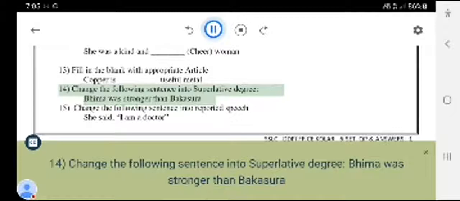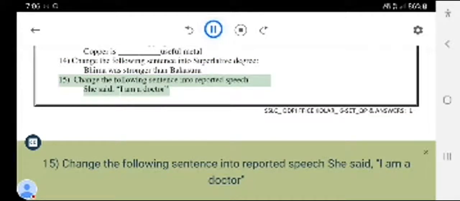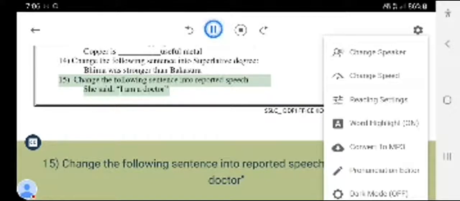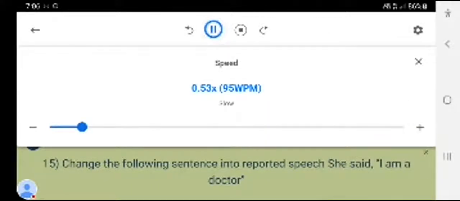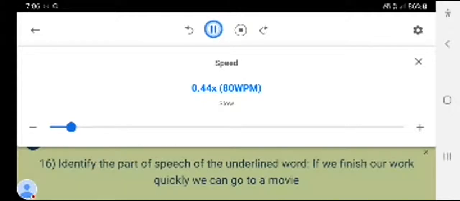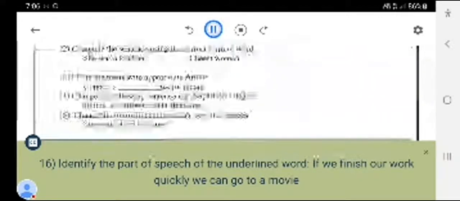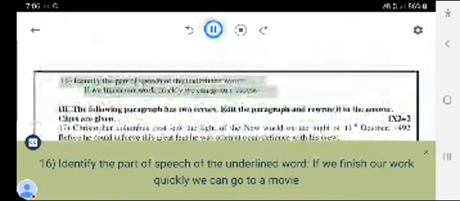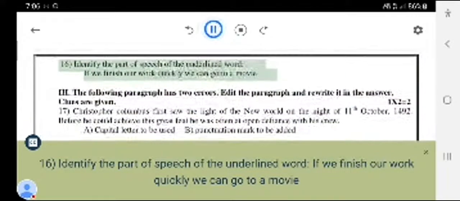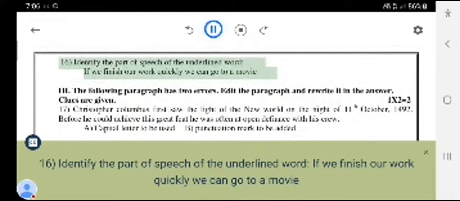14. Change the following sentence into superlative degree. Bhima was stronger than Bakasura. 15. Change the following sentence into reported speech. She said, "I am a doctor." 16. Identify the part of speech of the underlined word. If we finish our work quickly, we can go to a movie.